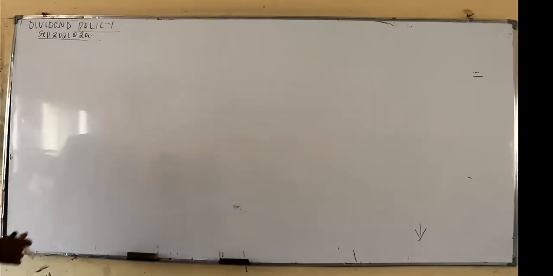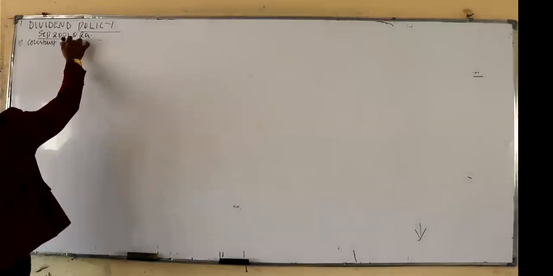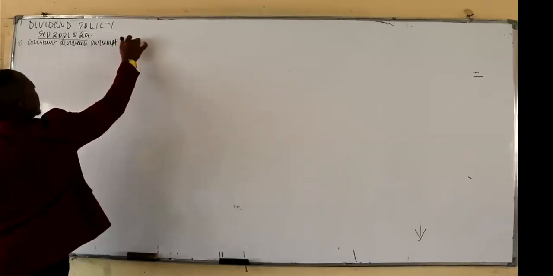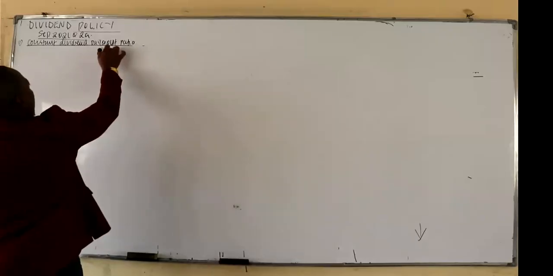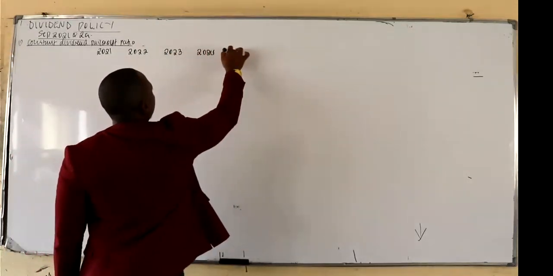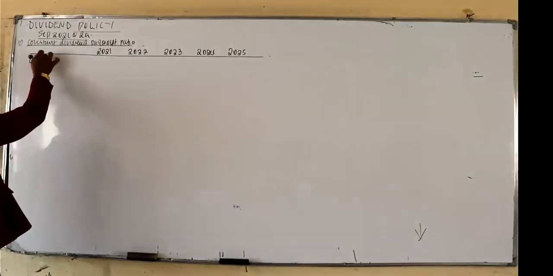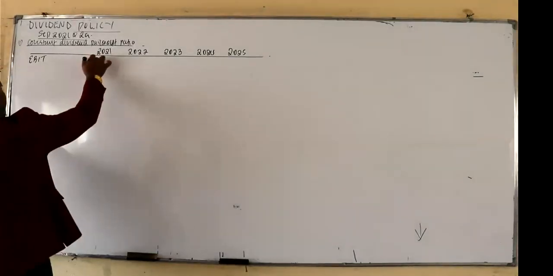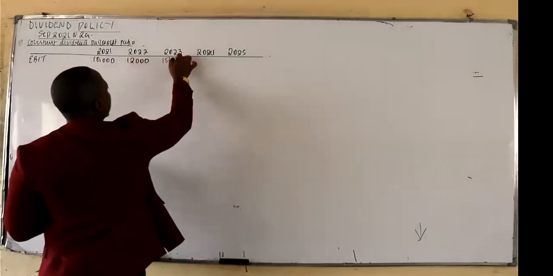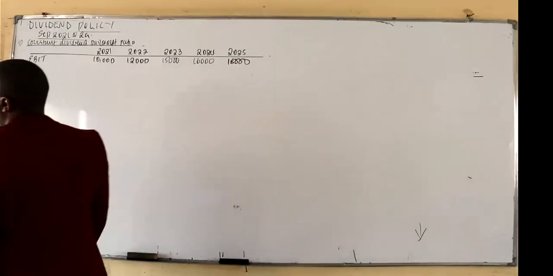So here we have a constant dividend payout ratio. You take our operating profit, that's the earnings before interest and tax. Here we have 10, 12, 15, 16, and 18. So that's the earnings before interest and tax.